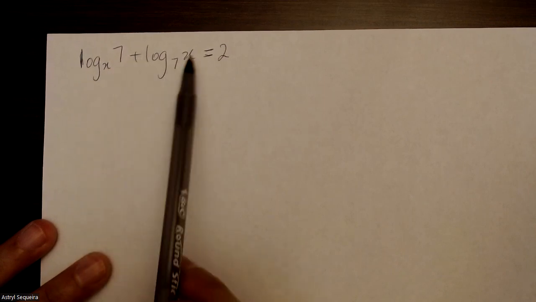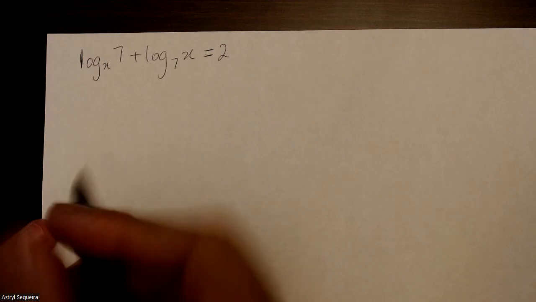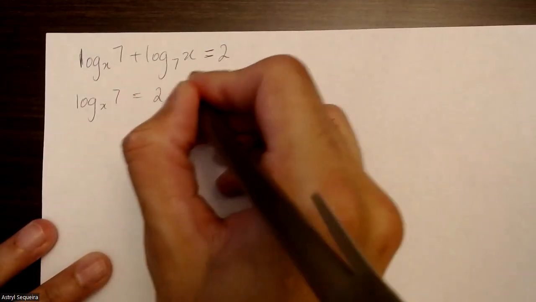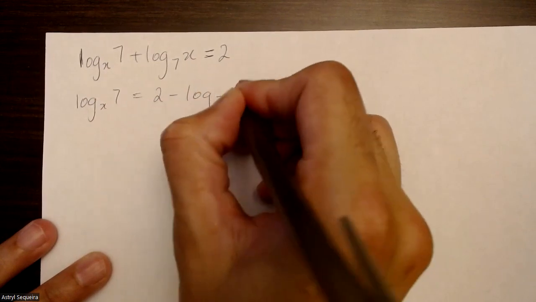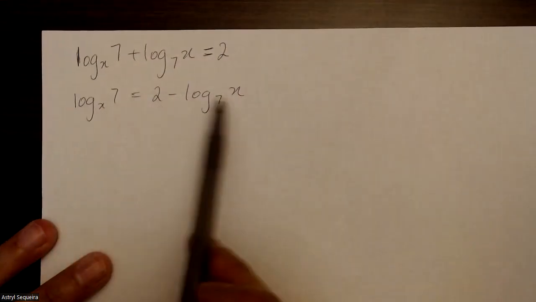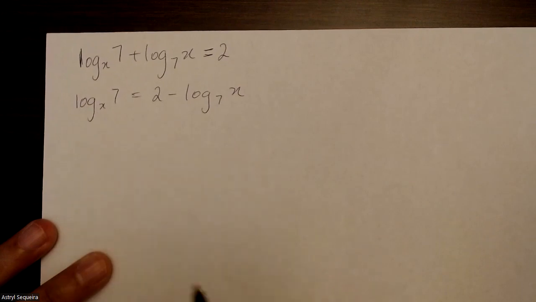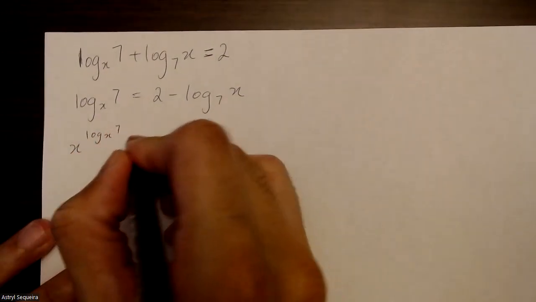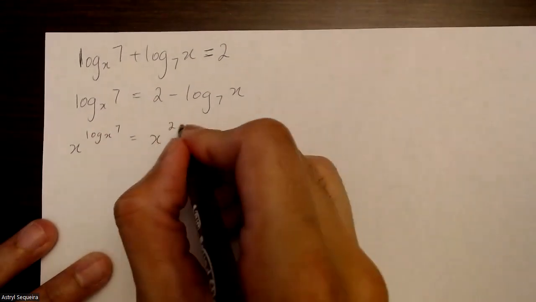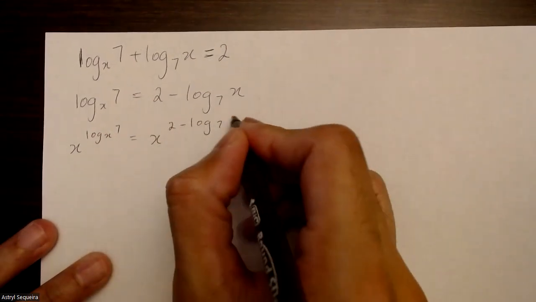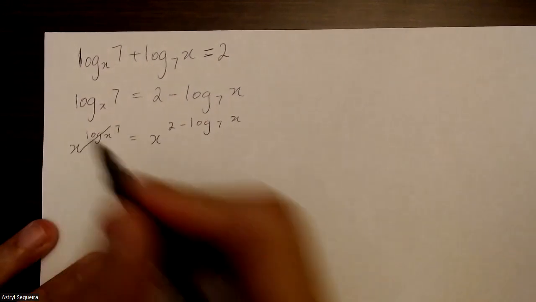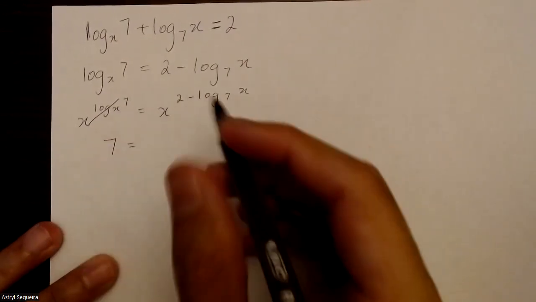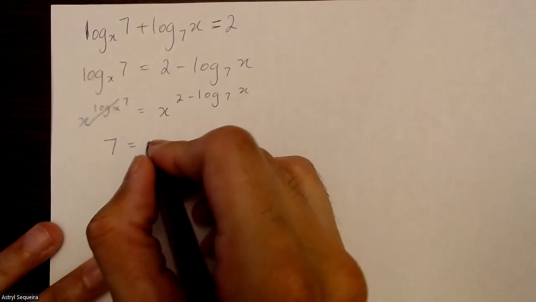I'm going to start by moving this term to the other side. And then I'm going to do x to the power of both sides so that I can get rid of this log. So these just cancel and I'm just left with 7 on this side. And that was my goal, to first get rid of my x from my base.